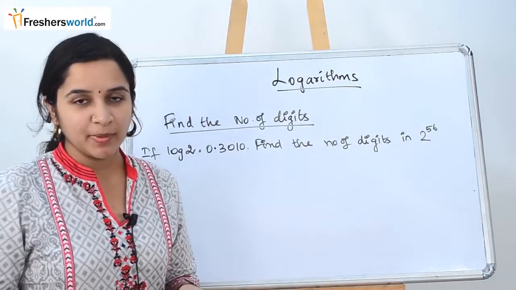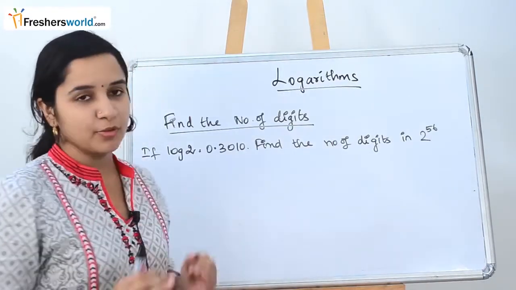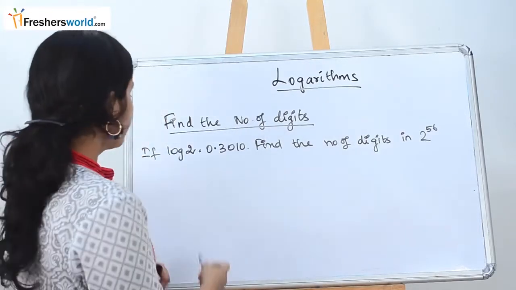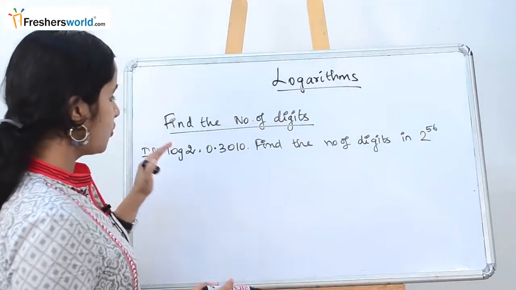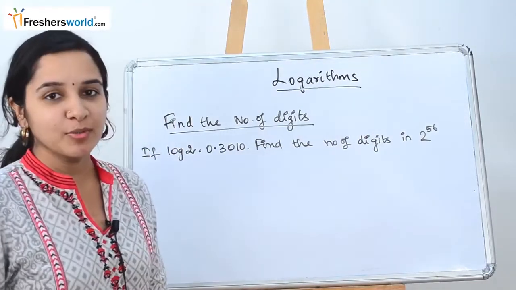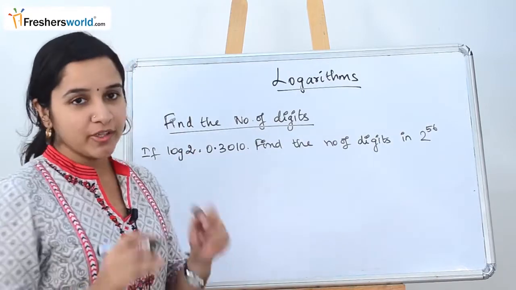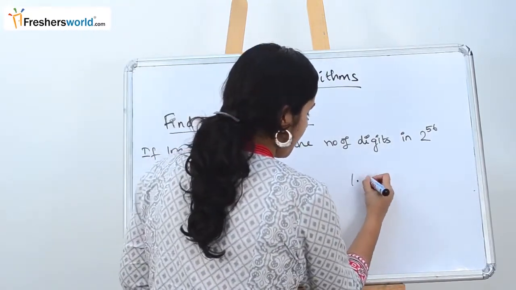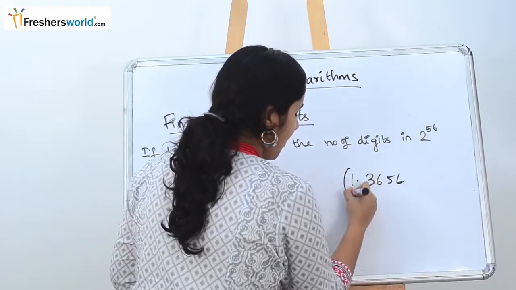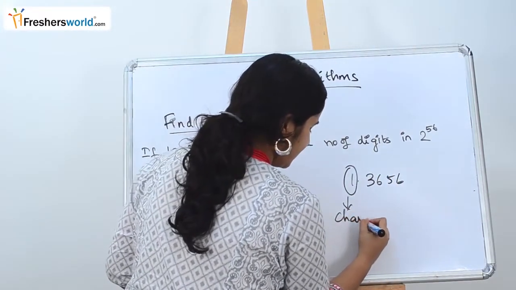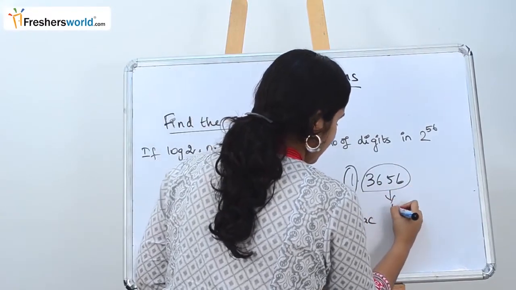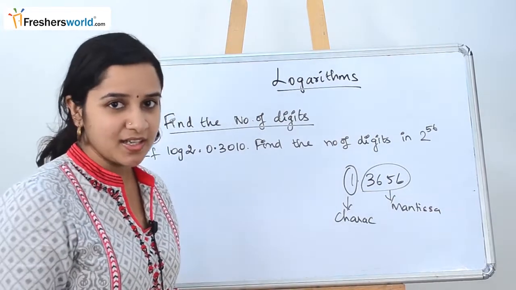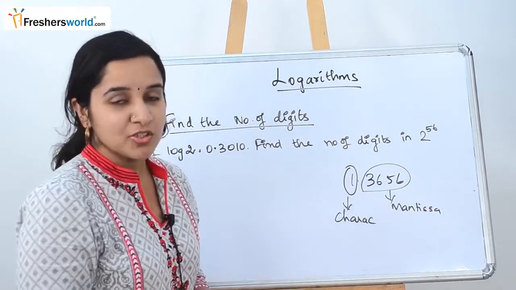So the next type of problem that we are going to look at in logarithms is find the number of digits. This is a very common problem you can face in the aptitude exam. Let's see how we can solve it. They have given the question as, if log 2 is equal to 0.3010, find the number of digits in 2 power 56. Before solving the sum, I am going to explain a concept. Let's say a value is given as 1.3656. This part is called the characteristic and this part is called the mantissa. So if you see a question where they are talking about mantissa and characteristics, this is what they mean. Now let's go to the problem.